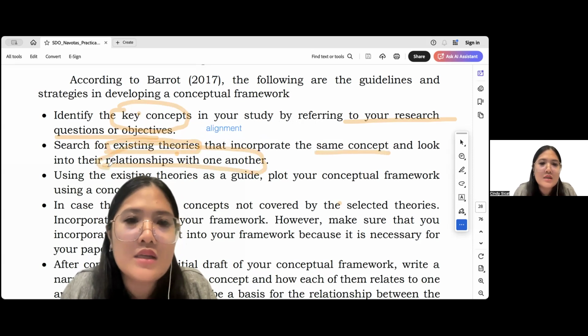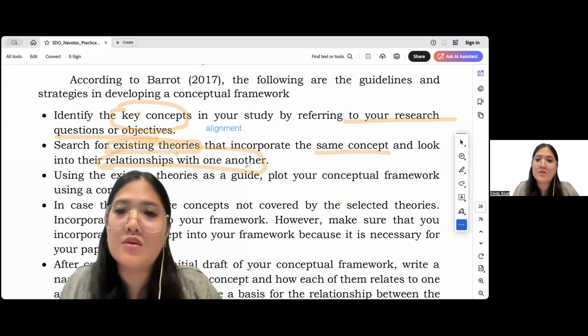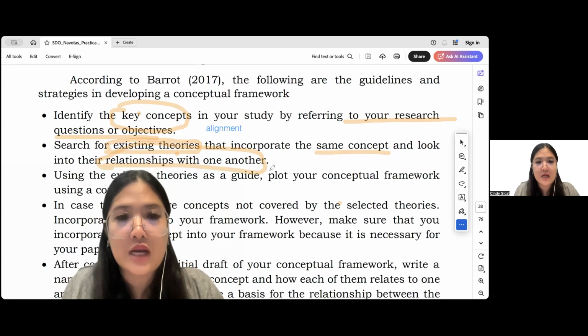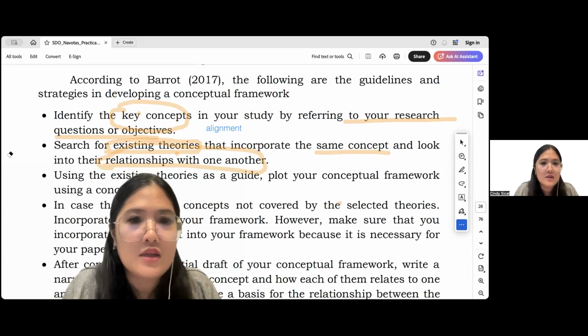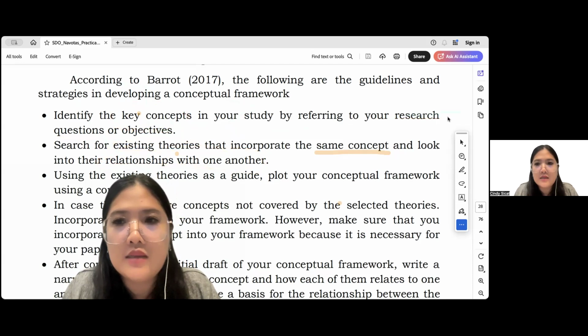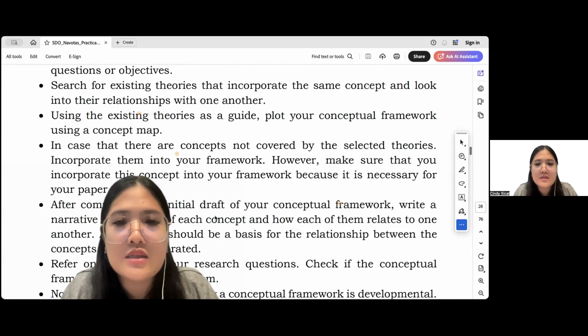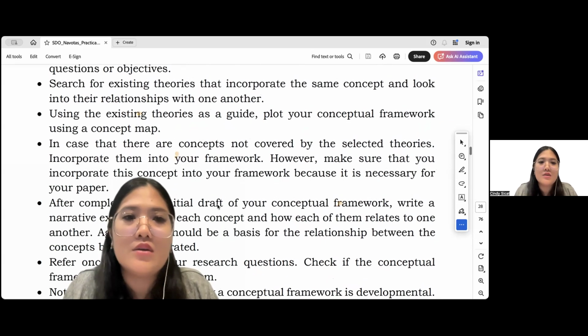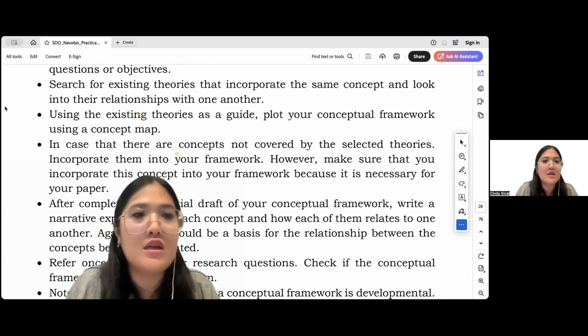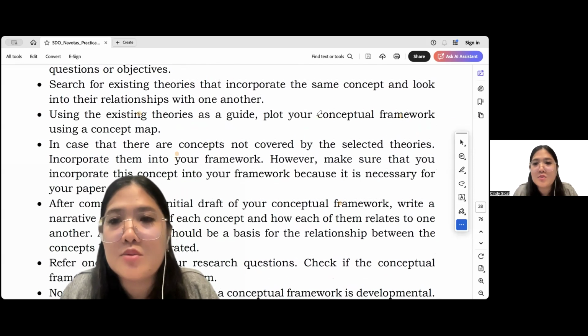Okay, we could look at existing theories as well. Let's look at how the concepts are related to what we are trying to study. Let's move further to the third guideline. For the third one, using the existing theories as a guide, which you could also use eventually, you could plot already your conceptual framework.